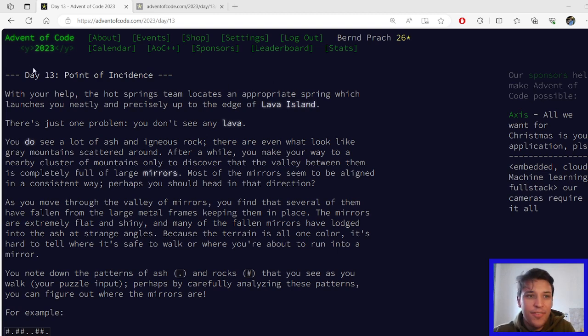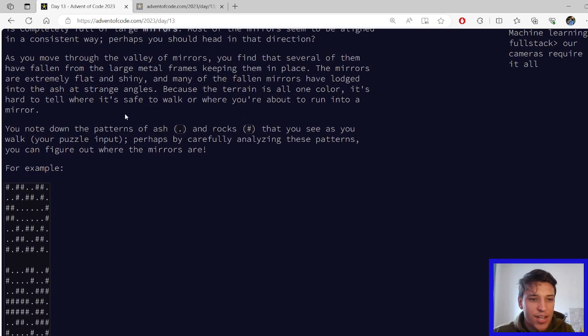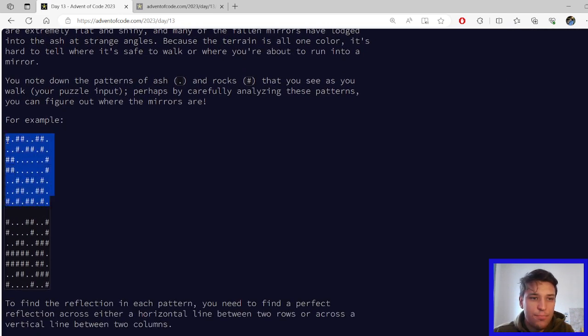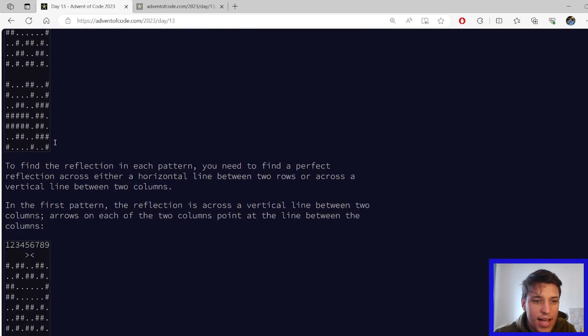All right, hey everyone. Today was day 13 of Advent of Code, and today was all about finding reflections. So we're given input patterns, and each position in the pattern either has ash or rocks. And then we suspect there's some mirrors in these grids, and we want to find them.